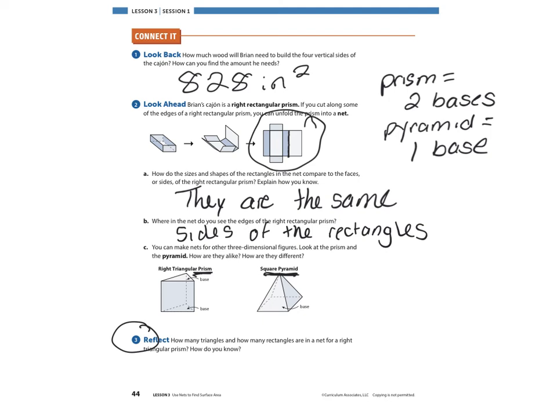How do you know? So if you look up here, you can make nets for other three-dimensional figures. Look at the prism and the pyramid. How are they alike and how are they different? Well, solving C first obviously will help you solve 3. How are they the same? Well, they're the same because they both have 5 faces. Think of your faces as your sides. So this front is a face, the side here is a face, the base and the top. Those are your faces. Okay, so 1, 2, 3, your 2 bases make it 5. Here you have 4 triangular pieces coming up and your base, so they both have 5. The difference though is that base. A pyramid has 1 base, a prism has 2 bases.